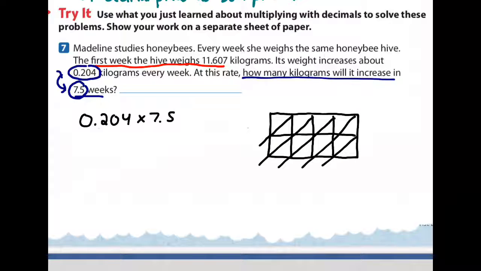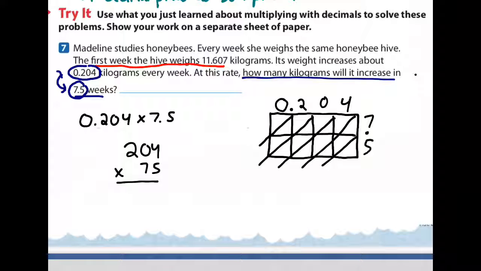All right, so let's see how you did in number 7. First, if you're doing it traditional, I have the problem set up over here. When I do it traditional, I multiply as if they are whole numbers. So I'm actually just going to do 204 times 75. If I do it lattice, I actually do a lattice and I write 0.204 times 7.5. Now I'm going to do them both. So focus on what you did. If you did traditional, focus on that. If you did lattice, focus on that.